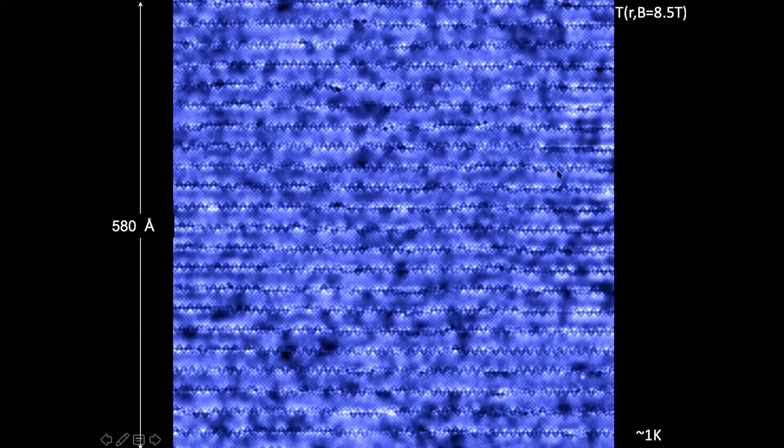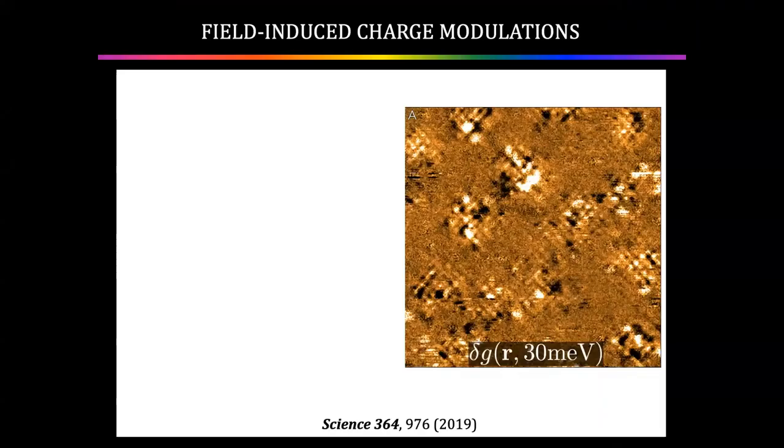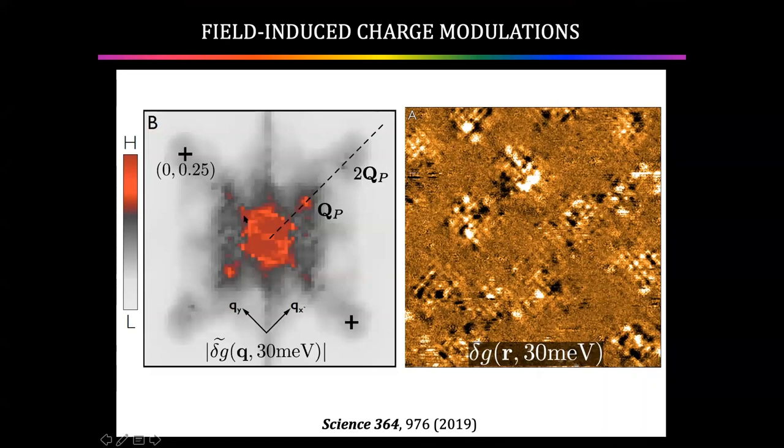But what we're going to do is not subtract our two navigational images, but subtract the electronic structure with the magnetic field on minus the electronic structure with the magnetic field off and find out what charge modulations were induced by the field. And here's the result. Here's an image of the charge modulation induced by the field. Take the Fourier transform. Here is the quarter zero point. So that's 4 unit cell modulation, but there's 4 more peaks with 8 unit cell modulation.